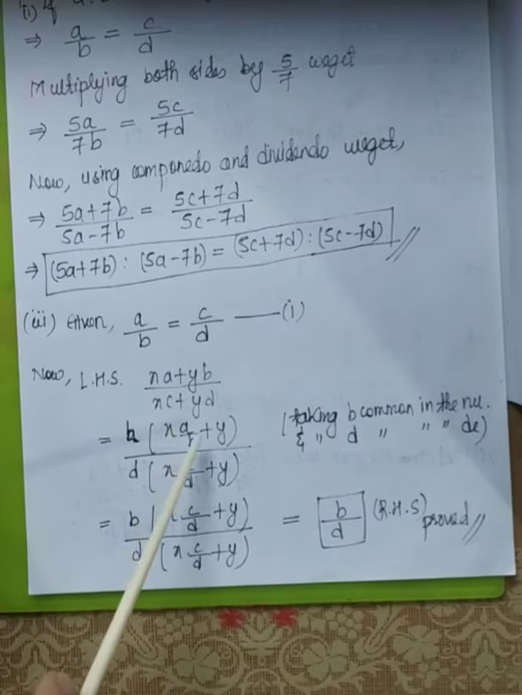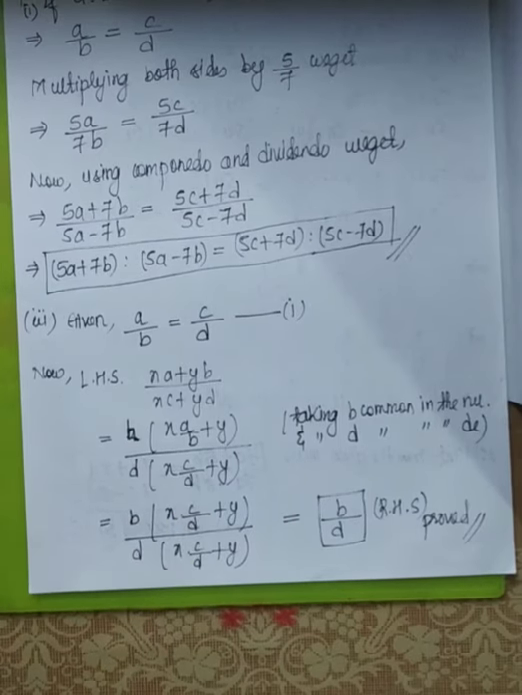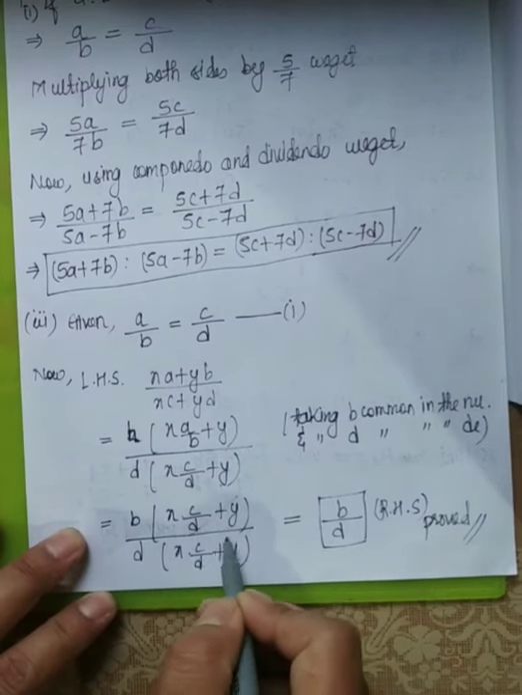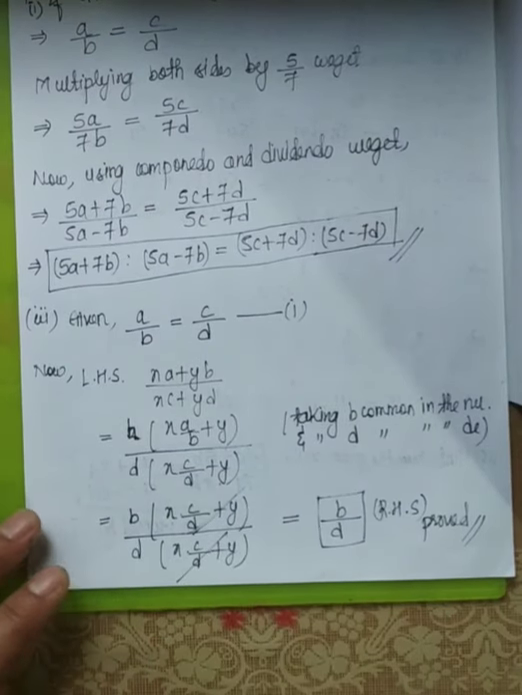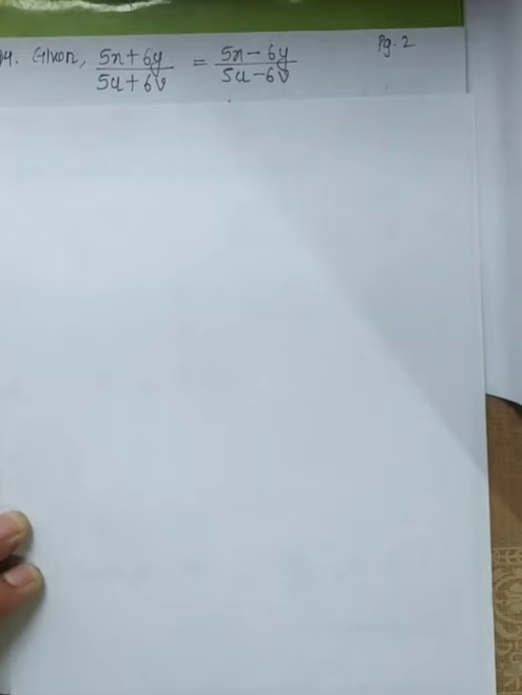Just replace the value for A by B. So A by B is C by D, this and this are equal. So what happens out here is the numerator and denominator get cancelled out. If they cancel out, the remaining is b by d, which is this. So pause the video to note down.